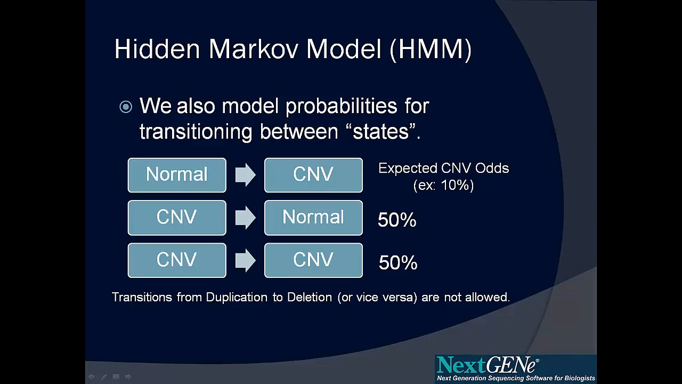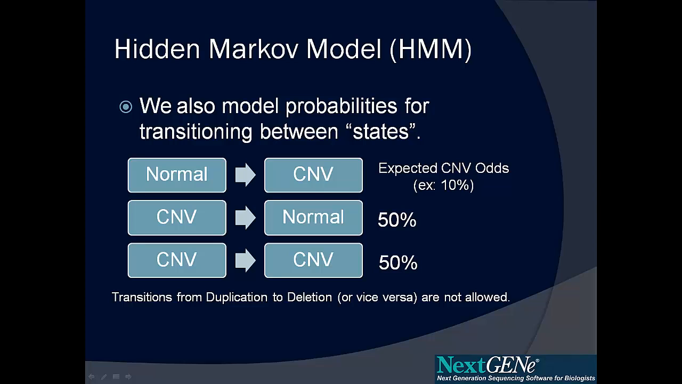And as part of this hidden Markov model, we also model probabilities of transitioning between these states. If we get CNV regions, we expect them to group together and perhaps have larger CNV regions and not have them randomly scattered throughout our genome. The probability from going from a normal, if one region is normal, that the next region is a CNV, either duplication or deletion, that's related to our expected CNV ratio, which is a setting that allows you to tune the sensitivity of the algorithm. And then once we're in a CNV region, the probability of transitioning back or continuing that same CNV is 50-50.